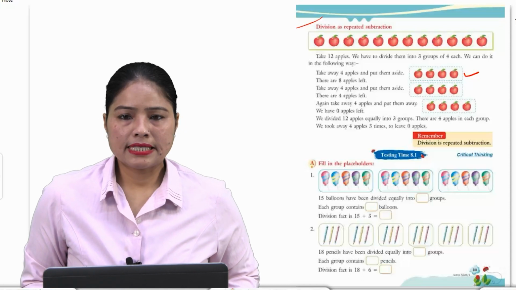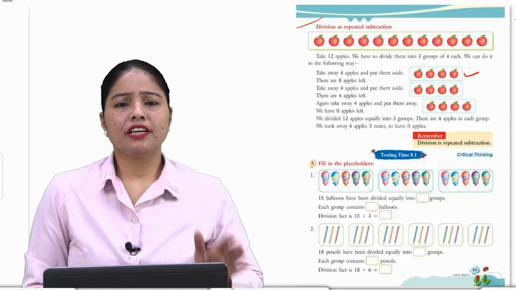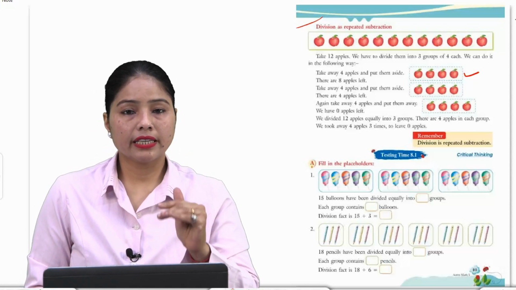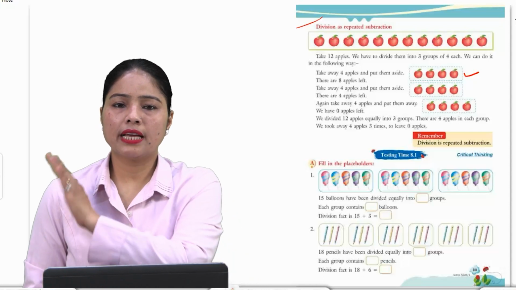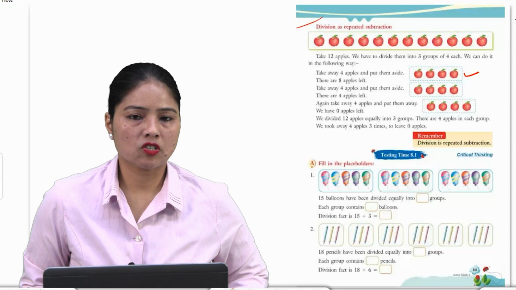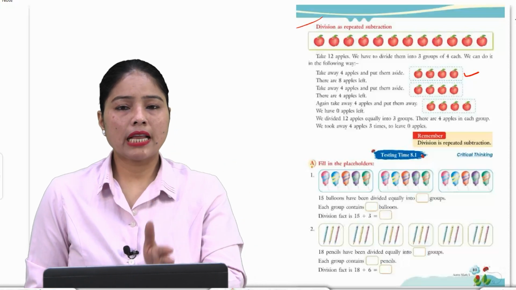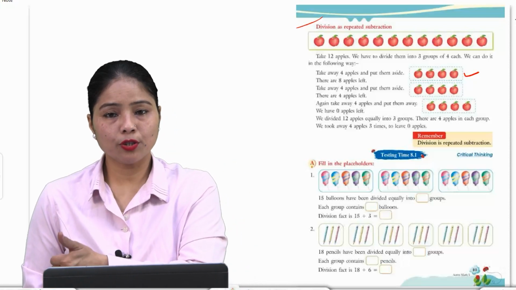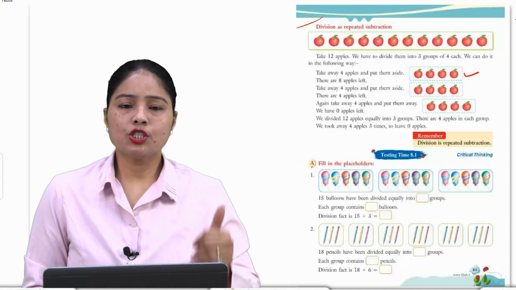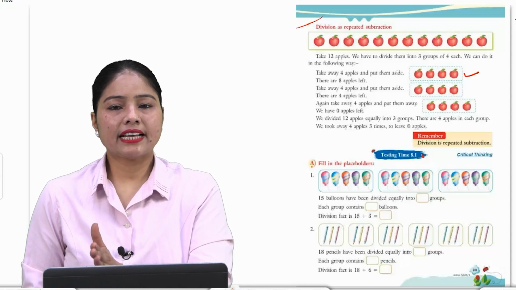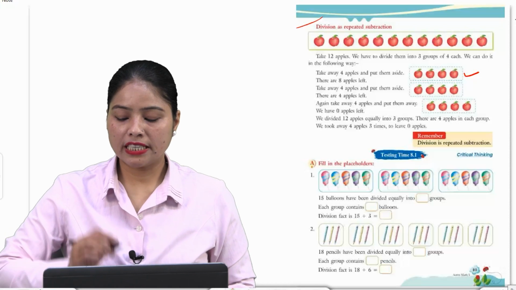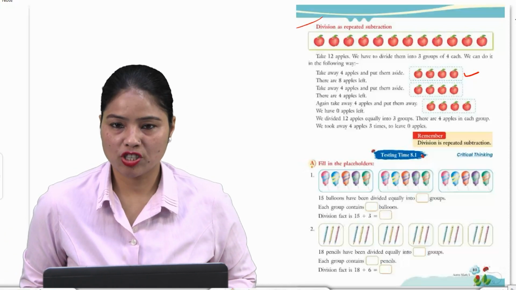There are 8 apples left. 8 बच गए. Take away 4 apples and put them aside. There are 4 apples left. Again take away 4 apples and put them away. We have 0 apples left. हमारे पास अब कोई apples नहीं बचता है. We divided 12 apples equally into 3 groups. There are 4 apples in each group. Okay. We took away 4 apples 3 times to leave 0 apples. So this is how we solve division by repeated subtractions.